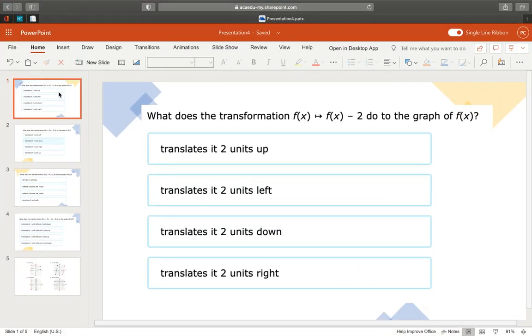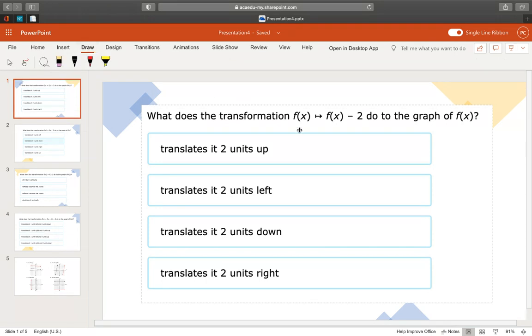Right. So in the last video, we went over the notes. Now we're going to take a look at what a question looks like for transformations. Here it says, what does a transformation of f(x) look like if we change it to f(x) minus 2? So we want to take a look at what has changed here. It looks like what is changing is this minus 2.